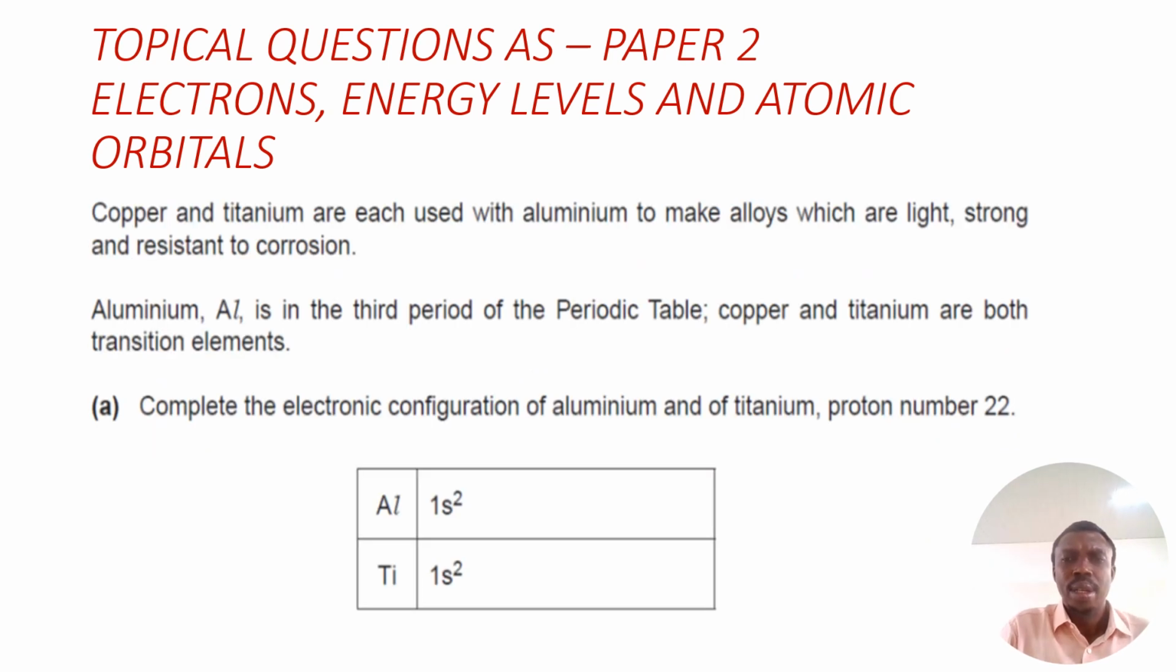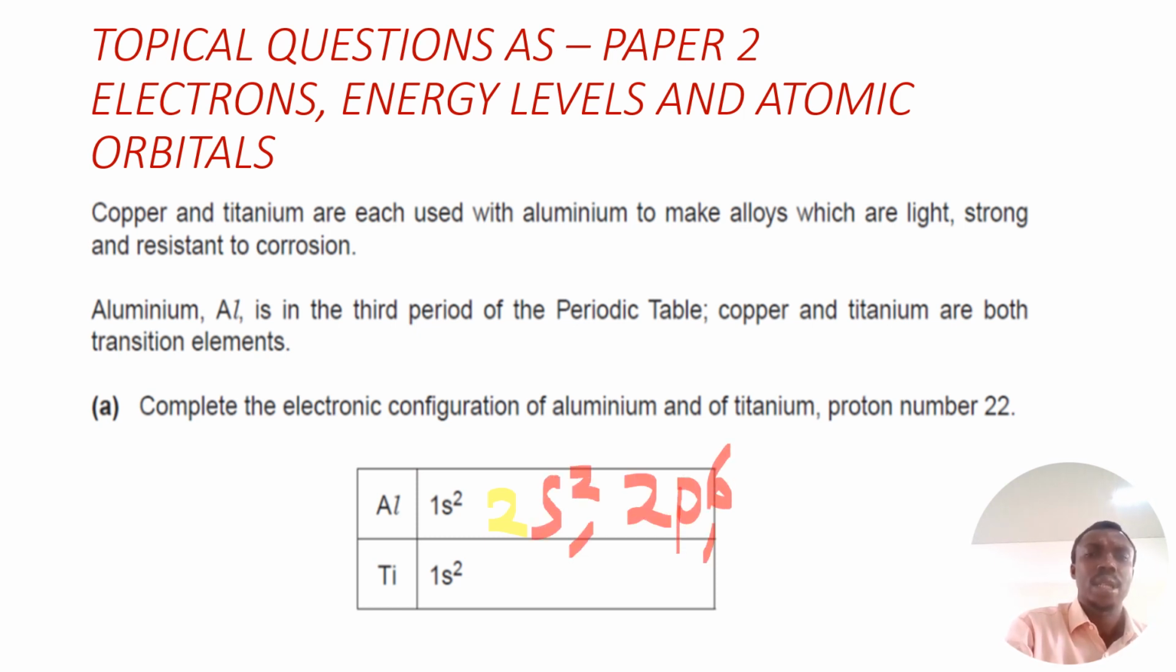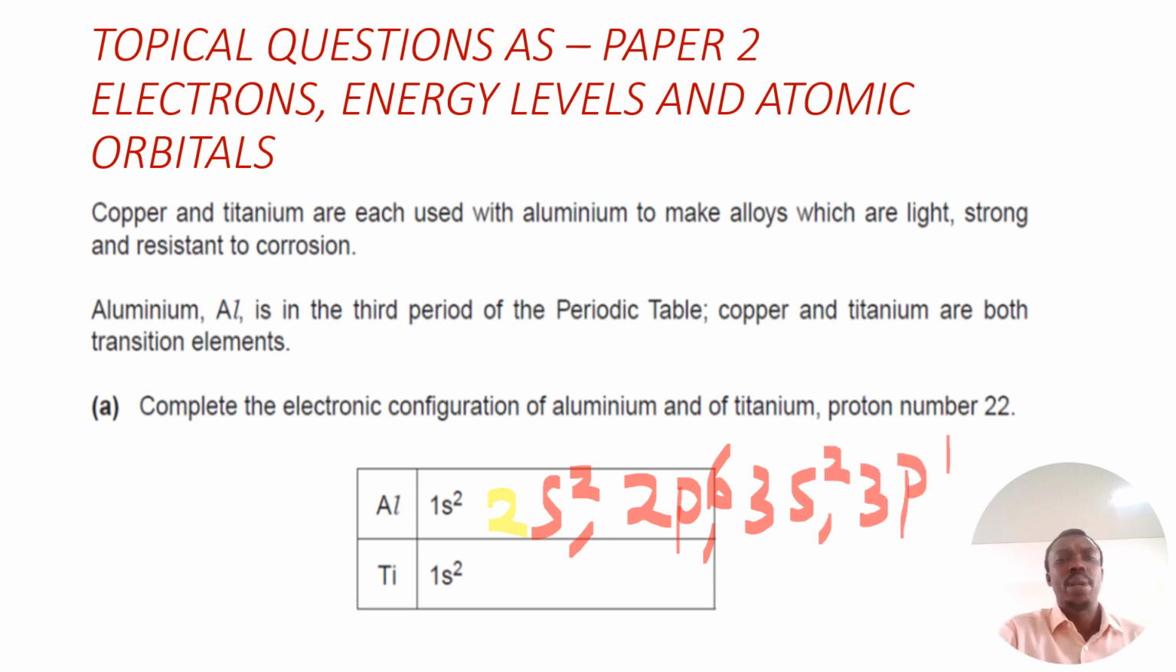If you look at this question, copper and titanium are each used with aluminum to make alloys which are light, strong, and resistant to corrosion. Aluminum is in the third period of the periodic table. Copper and titanium are both transition elements. Complete the electronic configuration of aluminum and that of titanium with proton number 22. So it's as simple as ABC. Aluminum is 13, so 1s2, 2s2, 2p6, 3s2, then 3p1. So aluminum is 13.